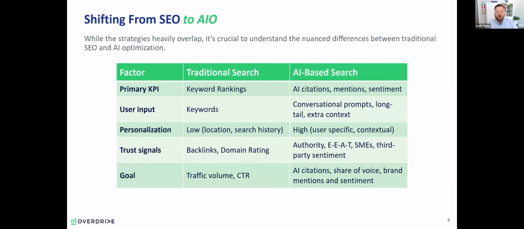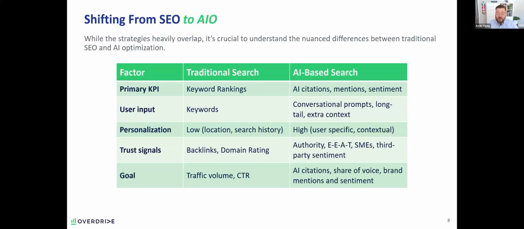And then lastly, the goals of these two strategies are ultimately going to be different. In traditional search, it was all about increasing CTRs and ultimately impacting traffic volume. And of course, we're still going after traffic in AIO or AEO or GEO, whichever term you prefer to use. But ultimately, what we can really have an impact on is AI citations, the share of voice for those citations, and brand mentions and brand sentiment in those responses.